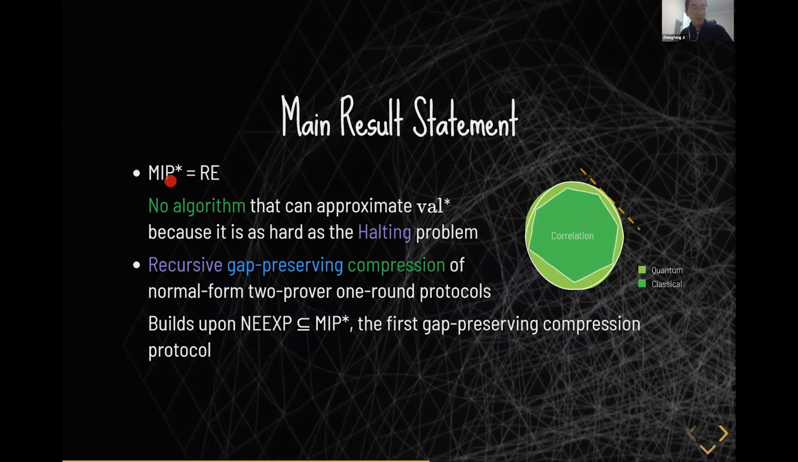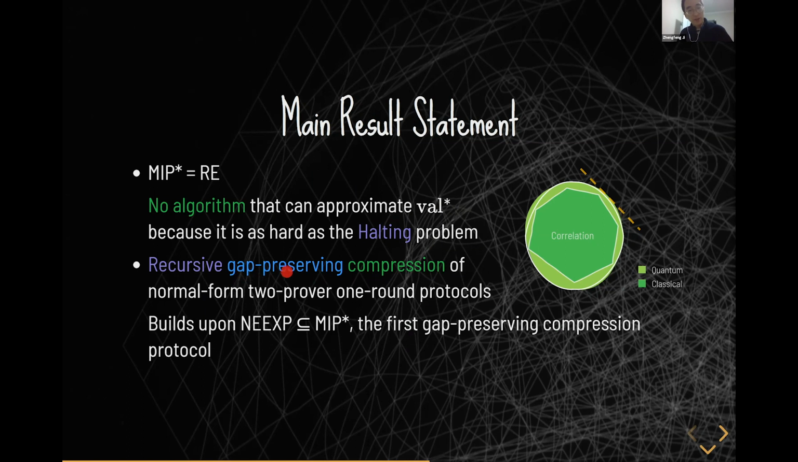So the main result is MIP star equals RE, where RE is as hard as the halting problem. Basically, whether you can have an algorithm: if the answer is yes, then it outputs yes, but otherwise there's no guarantee. A consequence is that there's no algorithm that can approximate this value, because it's as hard as the halting problem.